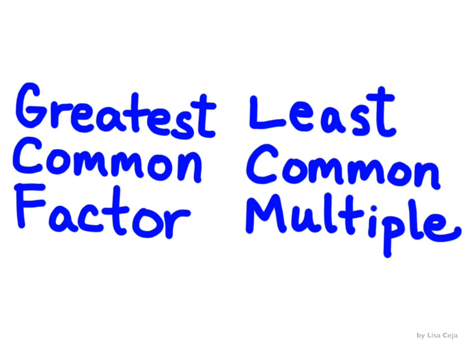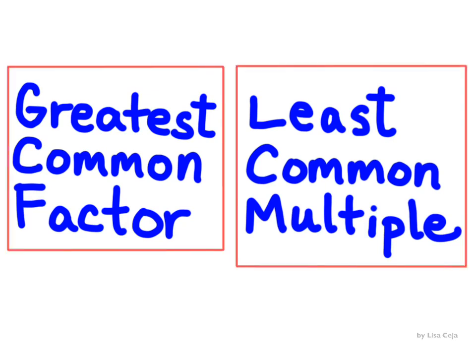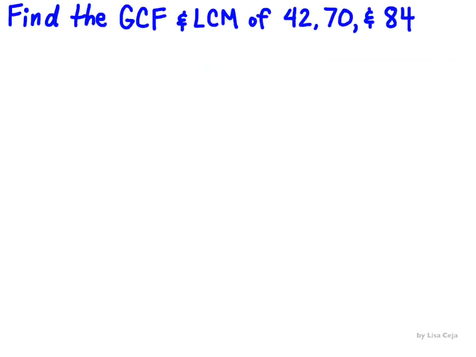So what we're going to do is take a look at an example, and as we go through the example, you should be able to apply this method to any other set of numbers that you like to find the GCF and LCM of. Okay, so first of all, we have the numbers 42, 70, and 84. Now, to find the GCF and LCM of these, there's lots of methods. This is just one of them, and if you like it, then you can use it.